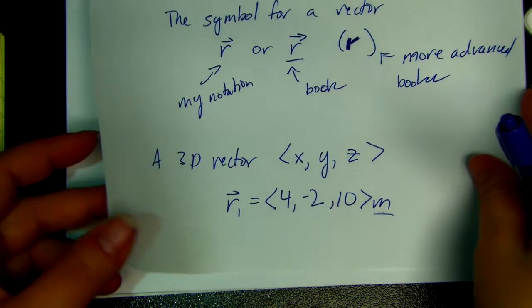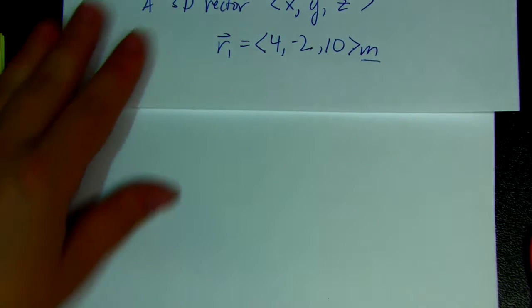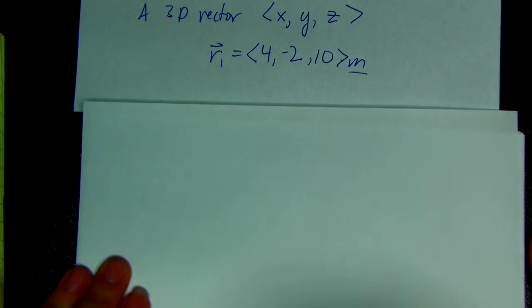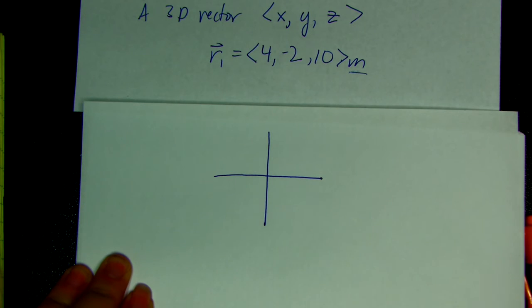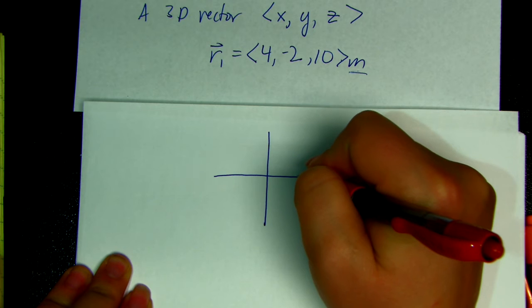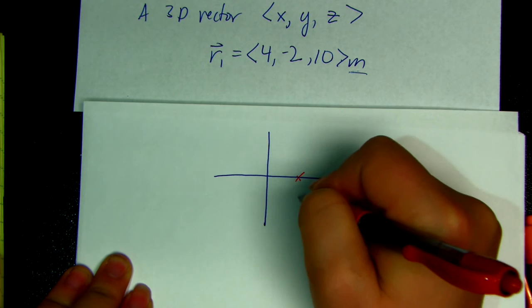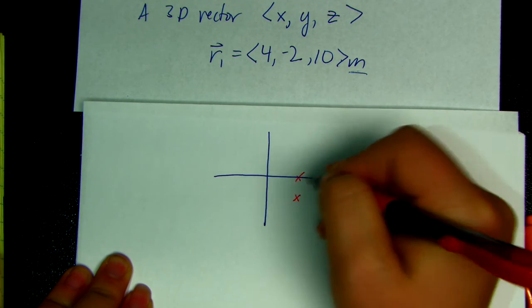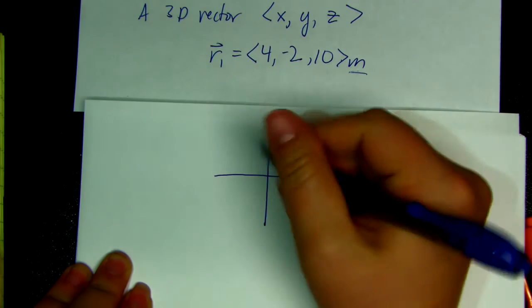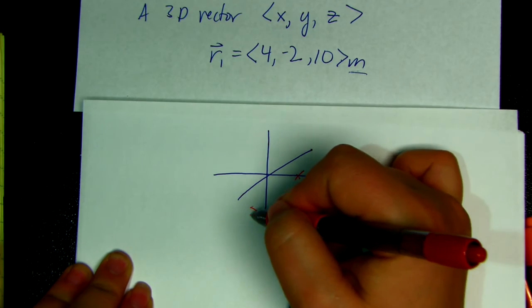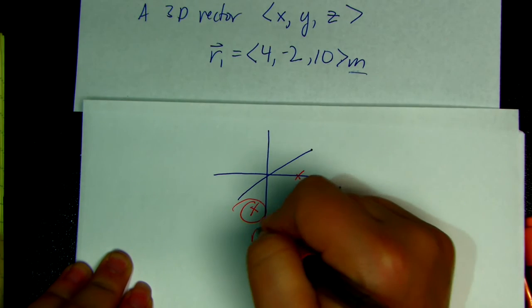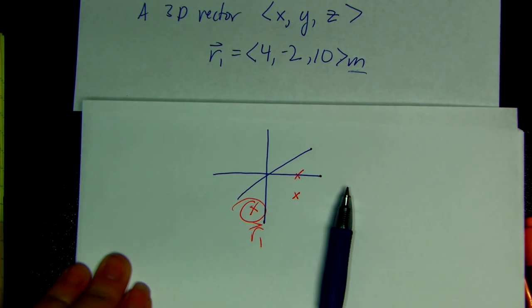So if we were to plot this particular vector, R typically denotes position. In this case, what that's saying is you're going over positive 4 in x, you are going down minus 2 in y, and this is 3 dimensions, so we'd be going positive 10. So then this would be where R1 is.